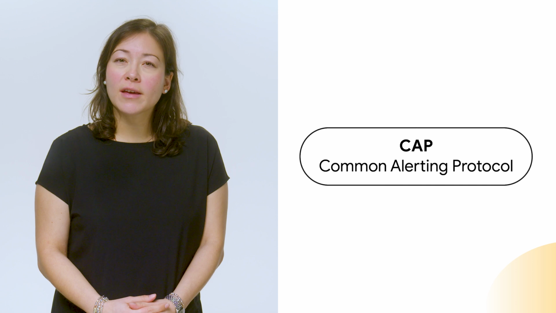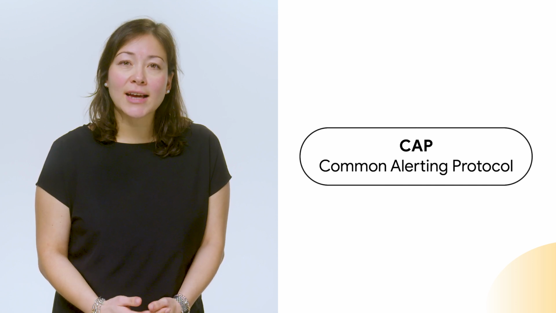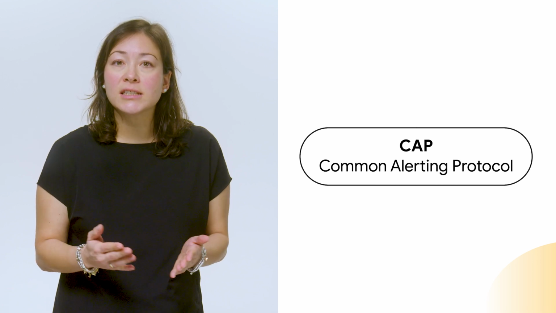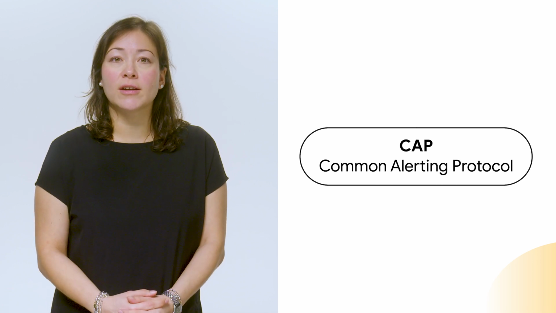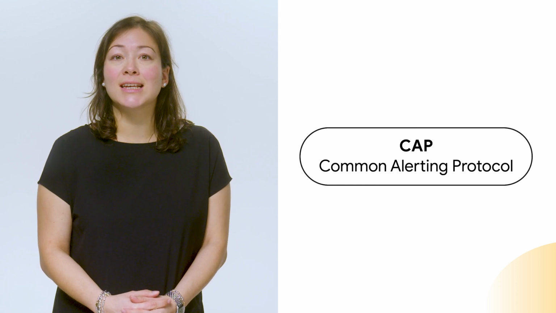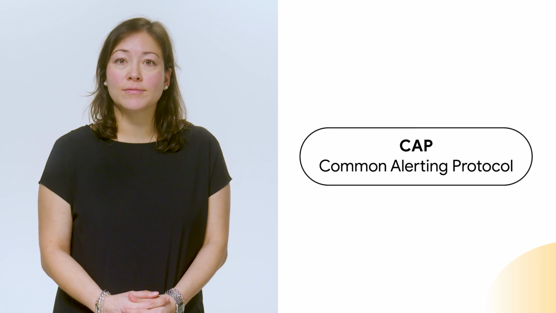For your alerts to be disseminated on Google Public Alerts, you need to create an XML-based Common Alerting Protocol feed, or CAP for short. You can think of CAP as a universal digital language for emergencies, a standardized way to send out alerts about any type of emergency in a consistent way so that communication channels like phone, TV, radio, or even road signs can easily disseminate them. Check out the link in the description for more details.